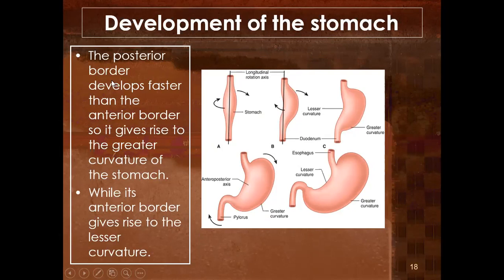The posterior border develops faster than the anterior border, so it gives rise to the greater curvature of the stomach. So the left border becomes larger, and then it is called the greater curvature. While the anterior border gives rise to the lesser curvature. The anterior border grows a little, so it is called the lesser curvature.